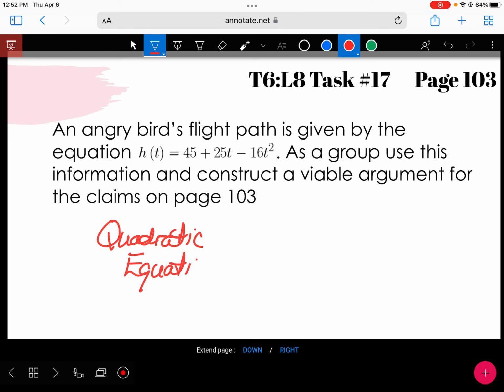Because the x is squared, yes. Or the t is squared. I guess it's the t is squared. Okay? Quadratic equation. Is it written in standard form right now? No. Not quite. It's kind of close, but not quite. How would I change it to standard form?